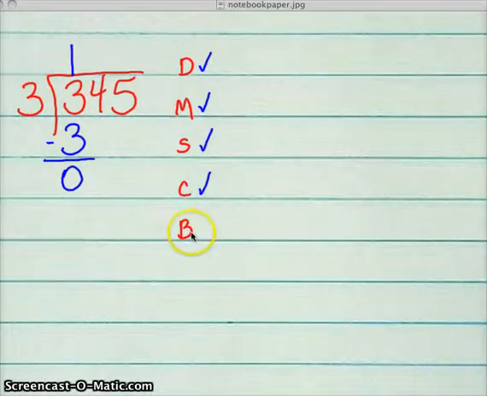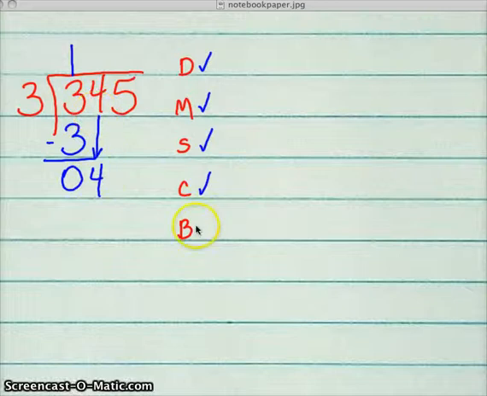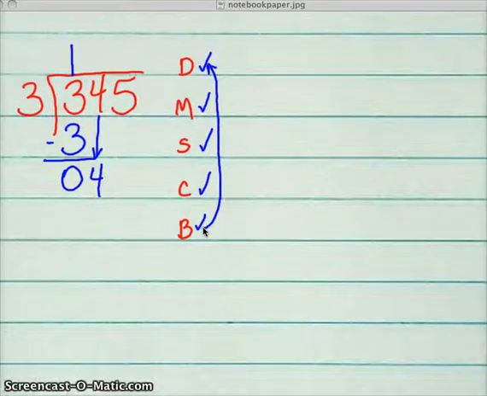Next, you're going to look to see if there's anything you can bring down. And yes, you can bring down the 4. Remember, whenever you bring down a number, that immediately tells you that the whole process starts over again. So we're back at the beginning. This time we've moved and we're in the 4th column. We've already taken care of the first column. Now we're dealing with the 4. Now 3 will go into 4 one time.